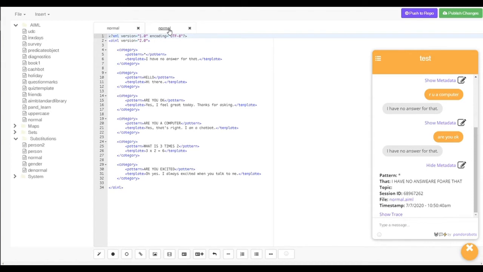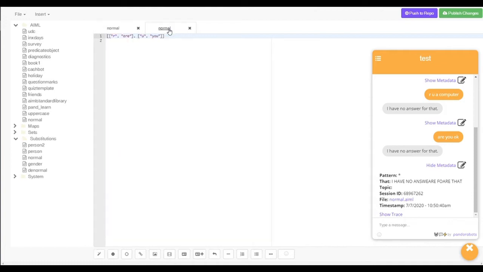This was a real world situation that someone was having trouble with, and I was lucky enough to be able to help them. If we go into the normal file, what we are actually saying is, instead of anyone saying are you a computer, it's any time the letter R is mentioned. Same with you. It's not just the word you, it's the letter U.